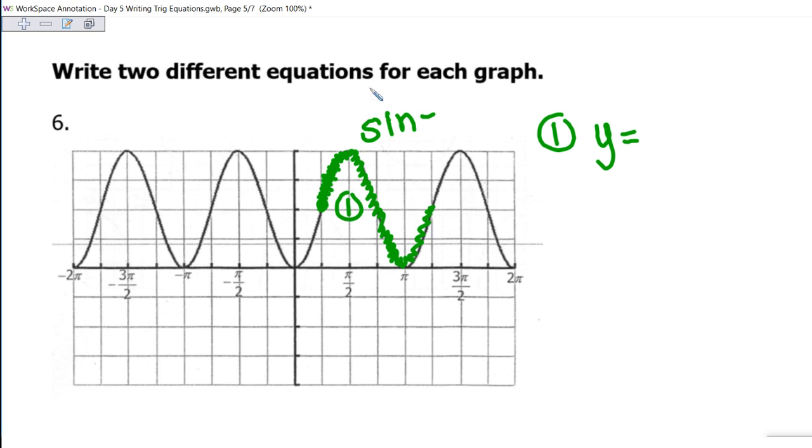The a value, what is the distance from the middle of that graph to the top of the graph? 2. Did it reflect over the x-axis? No, it did not. And then we'll have sine. Now for the b value, what is the normal period length for sine? 2 pi. Well, if you look from 0 to 2 pi, how many cycles did my function make? 2. So the b value is 2. Now, for the phase shift, that sine function moved left or right?